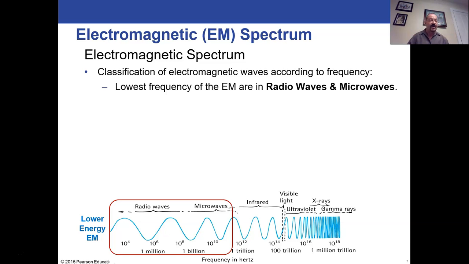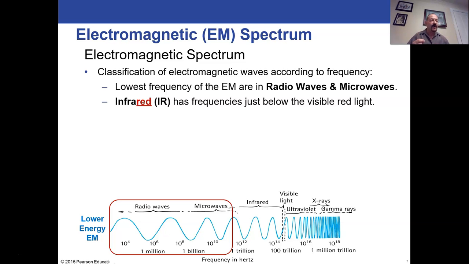So radio waves are the lowest frequency, the least energetic of all the waves. Energy is directly proportional to frequency. So if I say less energetic, it also means lower frequency. Microwaves are next. So they're a little more energetic, a little higher frequency. If you go up, you get to the infrared. We call it infrared. Infra means below. So it's literally below the red color of the visible spectrum.